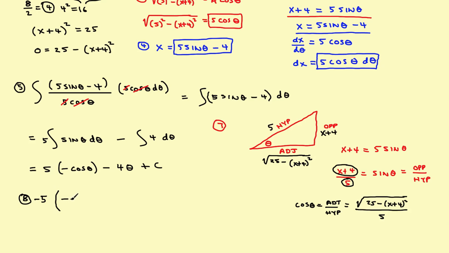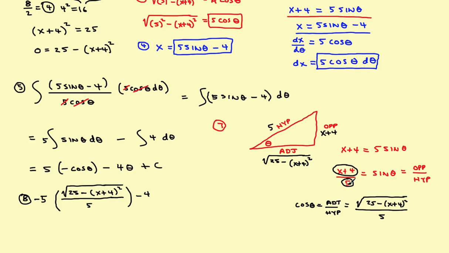So this becomes the square root of 25 minus x plus 4 squared, there's the numerator, divided by the denominator, which is 5. Then you've got minus 4. Now you need theta. Well, you can use any one of these three trig functions to get theta, but in a way you've almost already got it done right here.